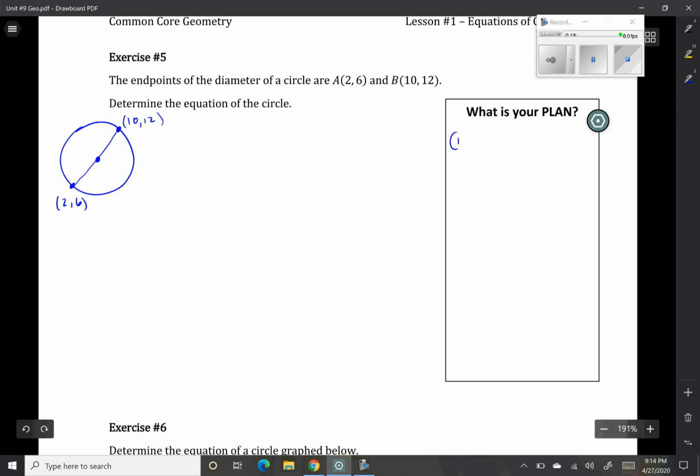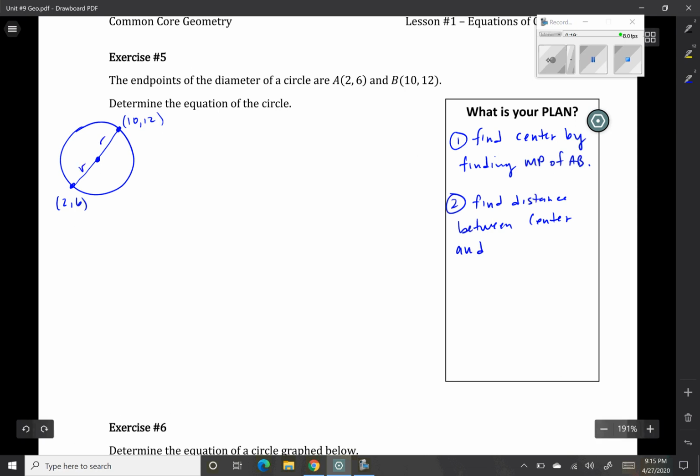So here's my plan. First, I'm going to find the center by finding the midpoint of AB. The midpoint of AB, whatever it is going to wind up being the center. The second step, I'm going to find the distance between that new center that we found in part 1 and one of these 2 points. It doesn't matter which one because both of them represent the same value. So we'll say point B.